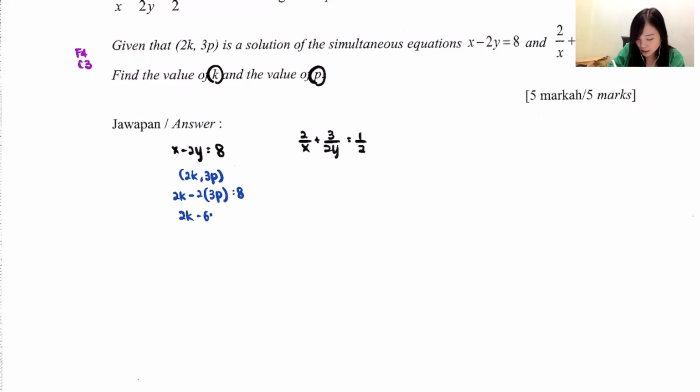So 2K minus 6P is equivalent to 8. If I can simplify, I will always simplify. All of them can be divided by 2, so I divide by 2. Then move it over, and it becomes K plus 3P... I think this is a wonderful equation 1.